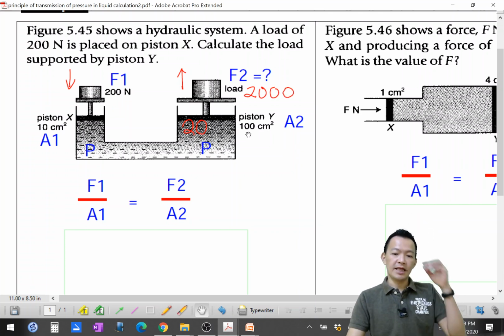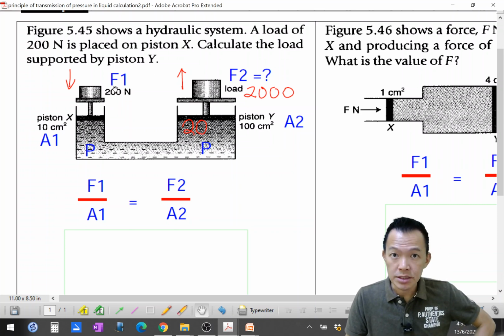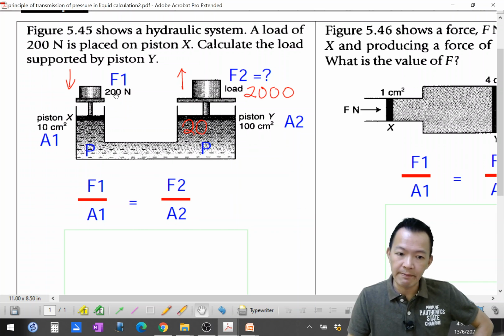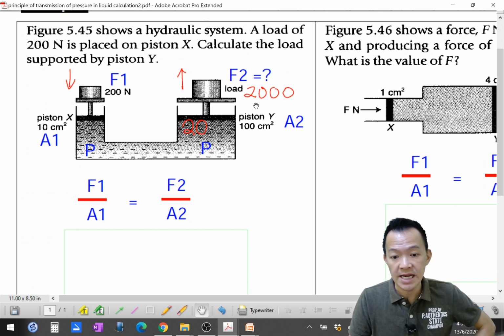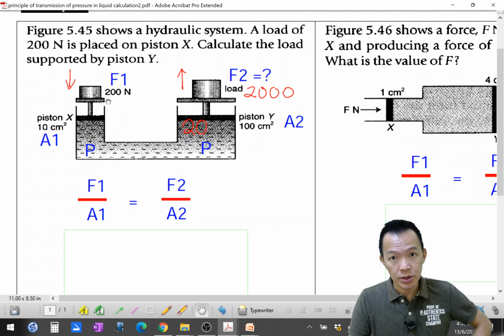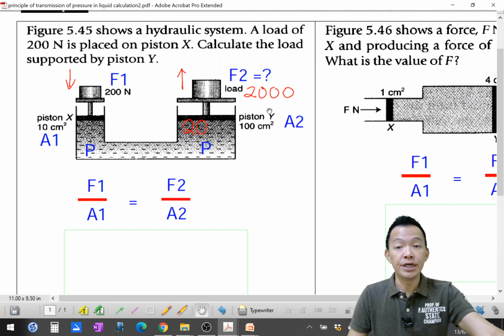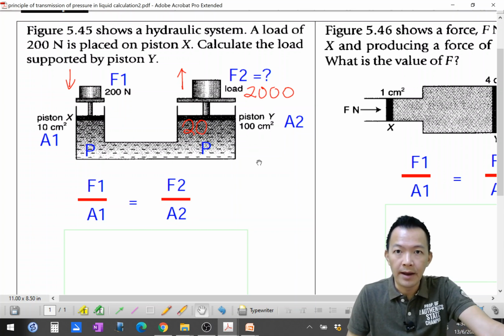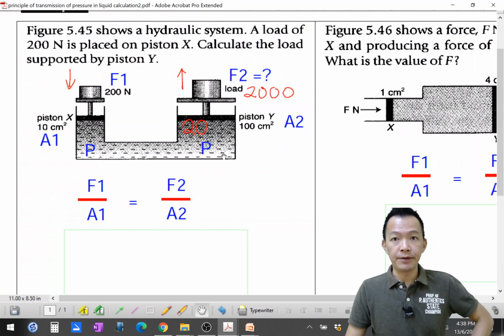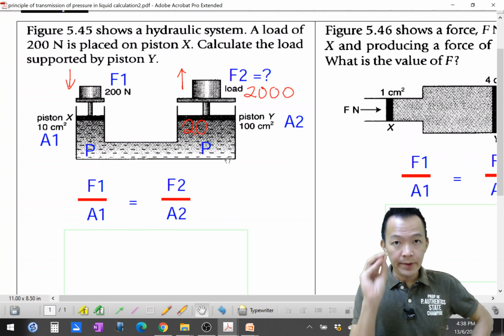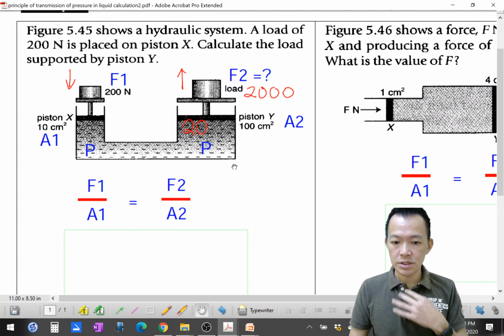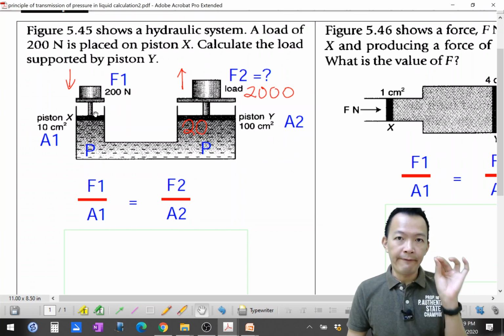Can you see something? You are using a force of 200 pressing on the surface of X, and on the surface of Y it can push a force of 2000 Newton. You press down with 200 but can push 2000. So that's why we call it a force multiplier, it multiplies your force. So this is the reason why the Pascal principle, the hydraulic principle, is so powerful.